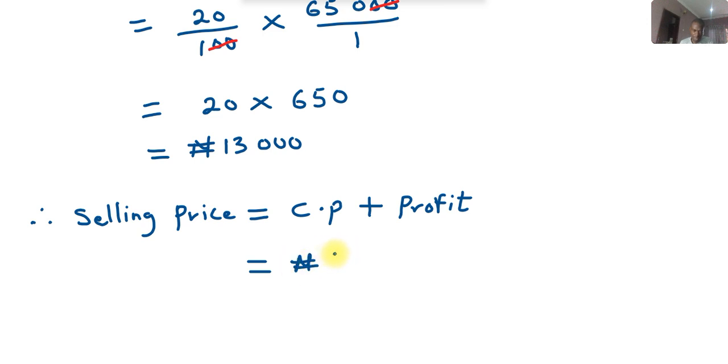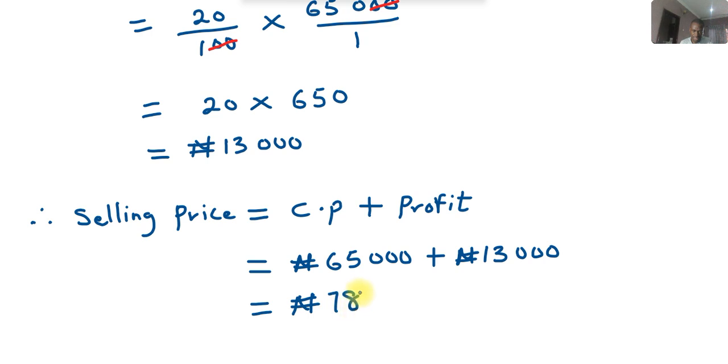65,000 naira plus 13,000 naira, and that will be, if we add it together, we have 78,000 naira. So this is the amount he is going to sell the article in order to make a profit of 20%.